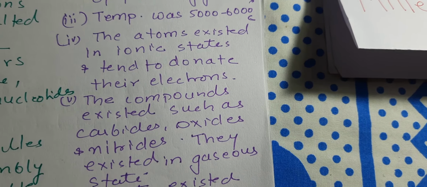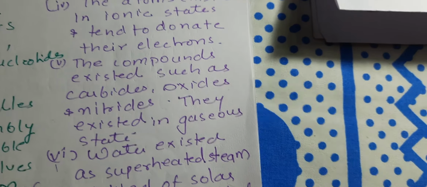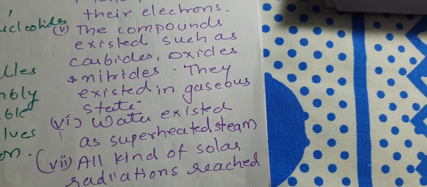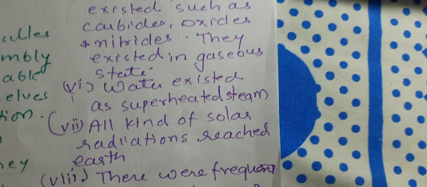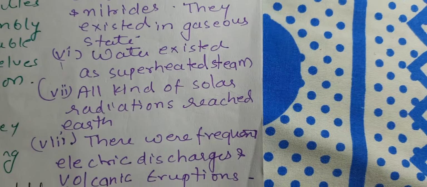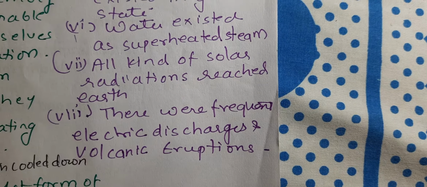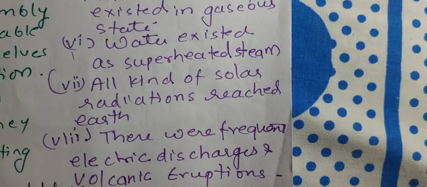The atoms existed in the ionic state and tended to donate their electrons. Compounds such as carbides, oxides, and nitrides existed in the gaseous state. Water existed as superheated steam. All kinds of solar radiation reached the earth, and there were frequent electric discharges and volcanic eruptions.